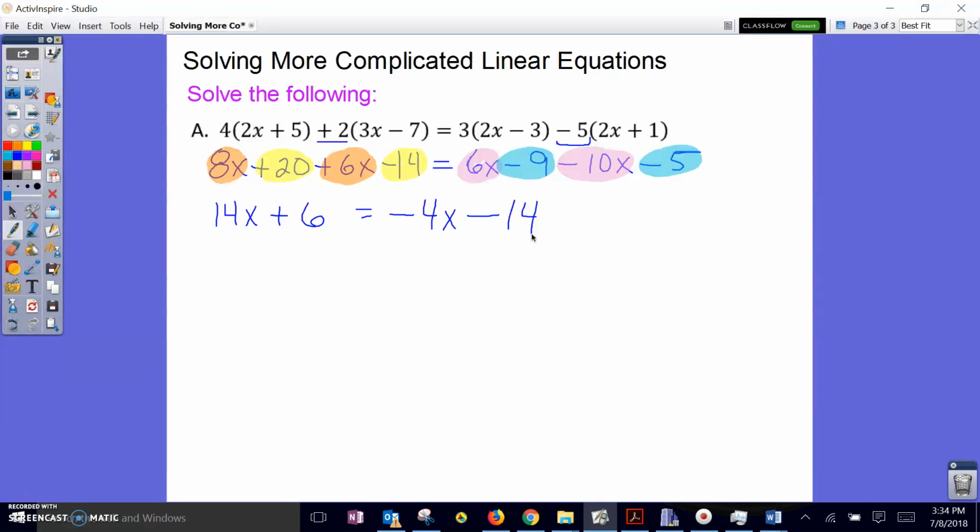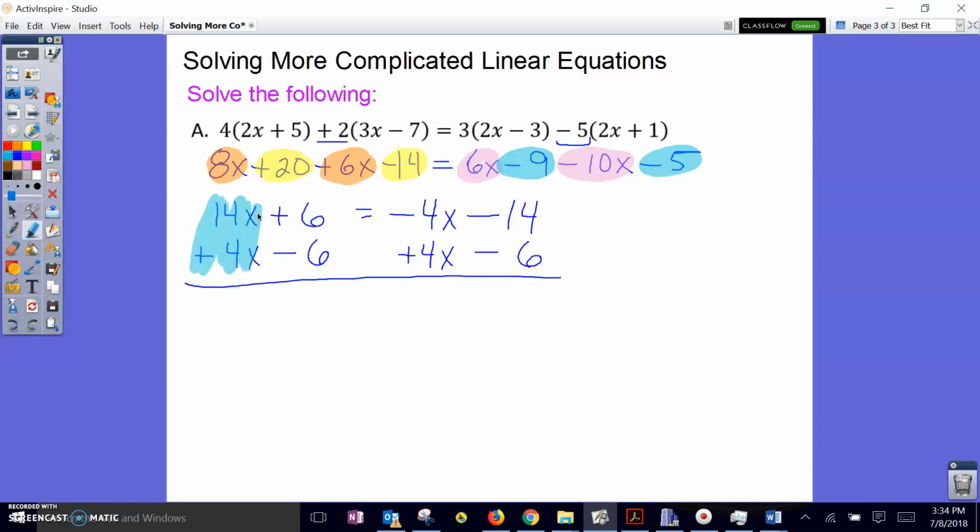And now we're at that stage again where we want to get all of our variables on one side, all of our numbers on the other. Doesn't matter which side is which. I'm just going to go ahead and, again, move my x's over to the left. Adding 4x to both sides gets rid of the x's on the right. Move all my numbers to the right by subtracting 6 from both sides. And now I go through and do these additions.